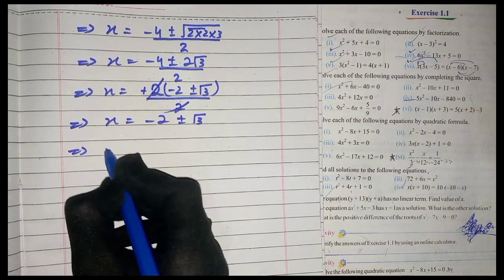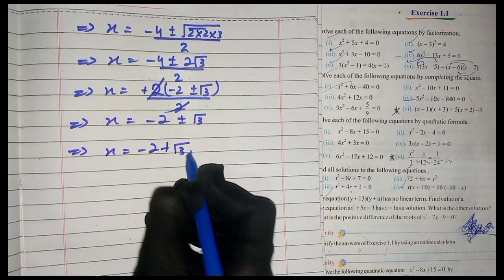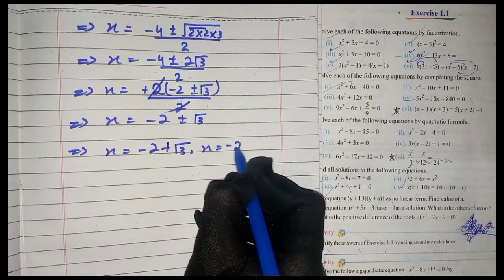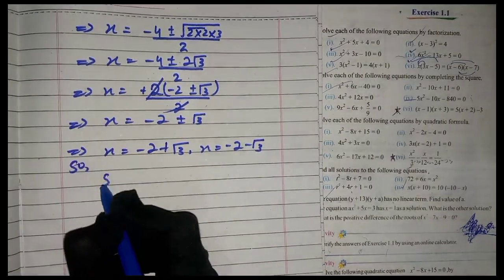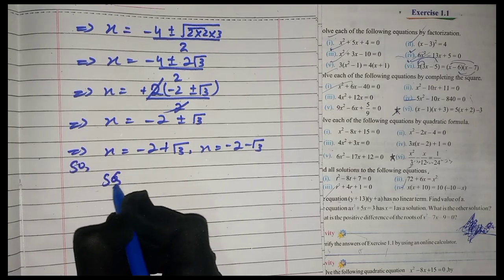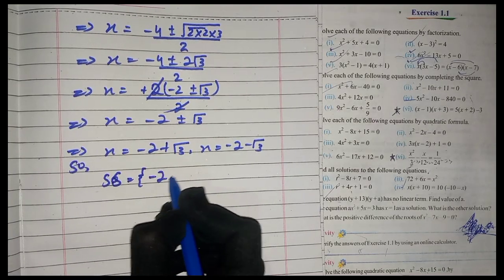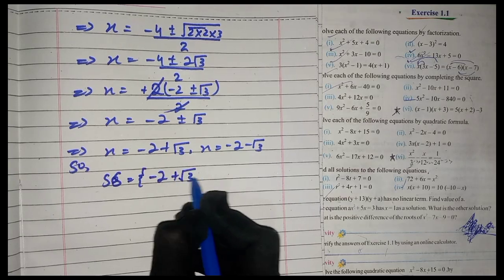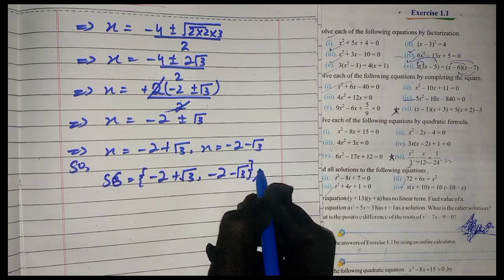This implies that x is equal to minus 2 plus square root of 3 and x is equal to minus 2 minus square root of 3. So solution set is equal to minus 2 plus square root of 3 and minus 2 minus square root of 3.